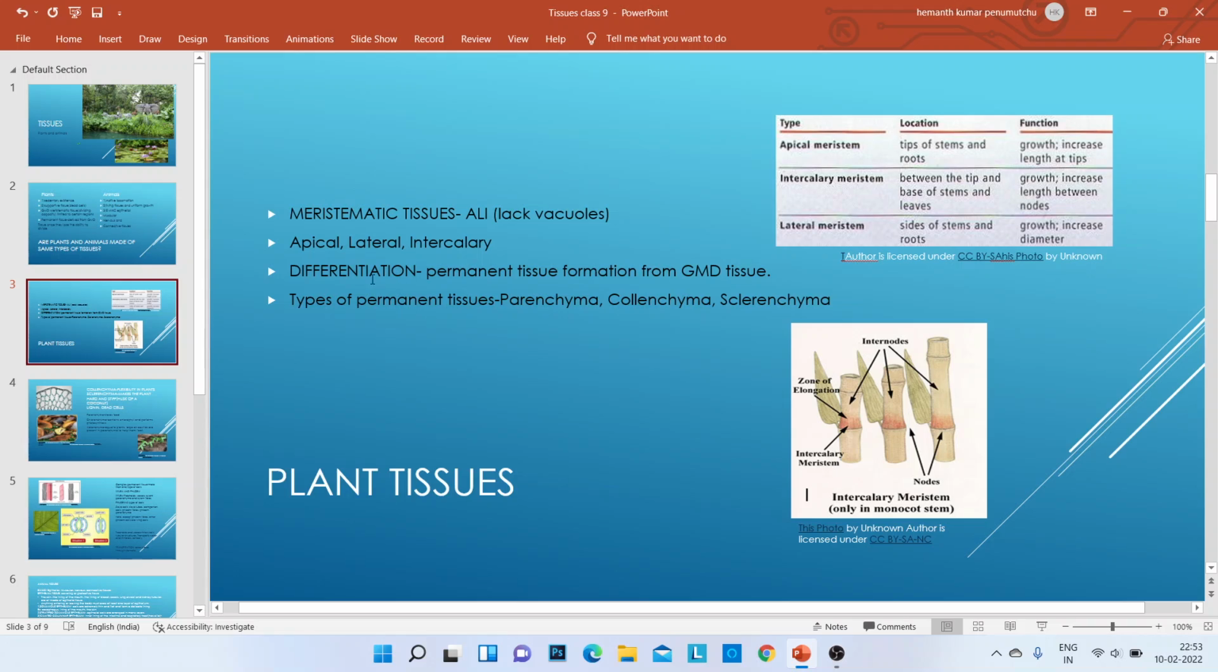And if you see another concept, that is the differentiation concept. Differentiation is nothing but this growing or meristem or dividing tissue, GMD tissue, once it stops the dividing capacity, permanent tissue formation occurs. So differentiation is nothing but permanent tissue formation from GMD tissue. And three types of permanent tissues are parenchyma, collenchyma, sclerenchyma. PCS are the types of permanent tissue. We will look into parenchyma, collenchyma and sclerenchyma.